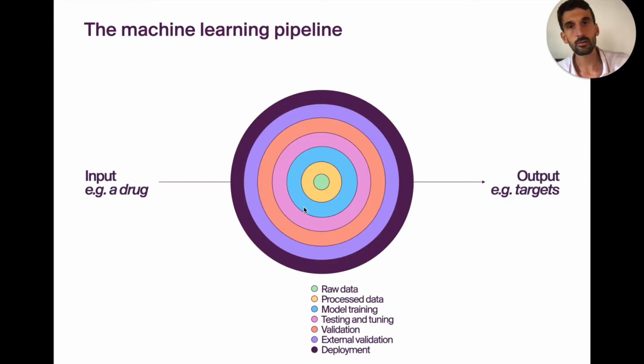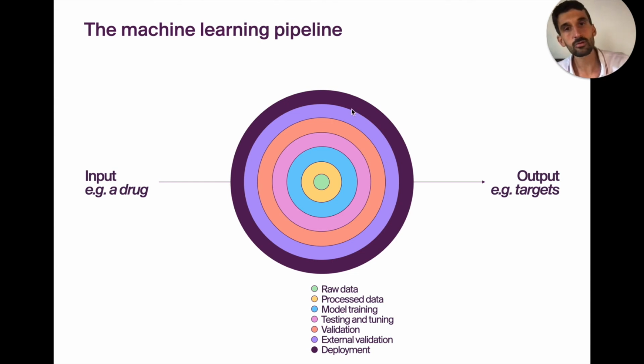So the machine learning pipeline can be seen with this kind of representation. At the core of the pipeline, we have the raw data, the collection of data that we have to process and featurize. Then once we have processed and featurized the data, we have to train a model, test and validate it, and finally, ideally externally validate it. That is, give the model to someone else so that they can test it in external data.